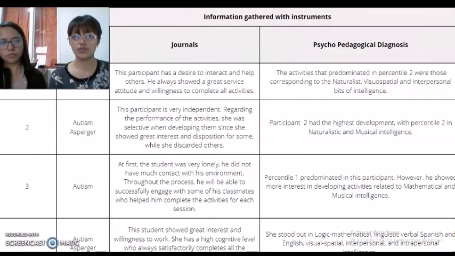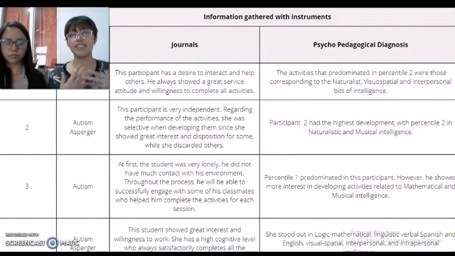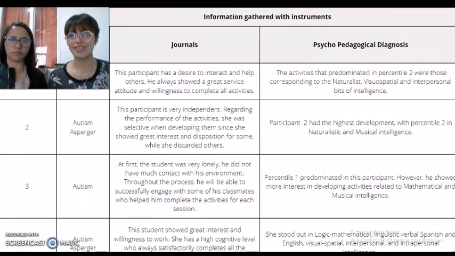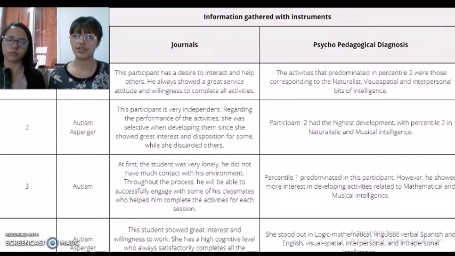And participant 3 needed a lot of help to develop the activities. Sometimes he just did it because we told him, you need to do this, but not on his own. So that's why we locate this participant mainly in percentile 1. However, we could evidence that he showed some interest in the mathematical and musical intelligences.